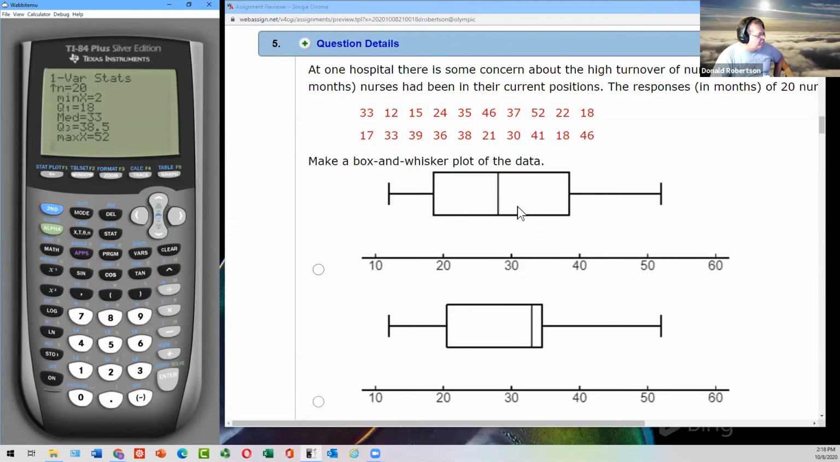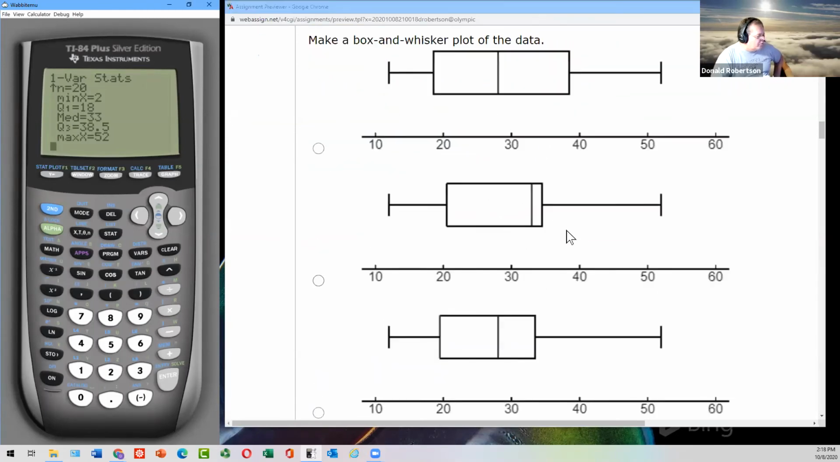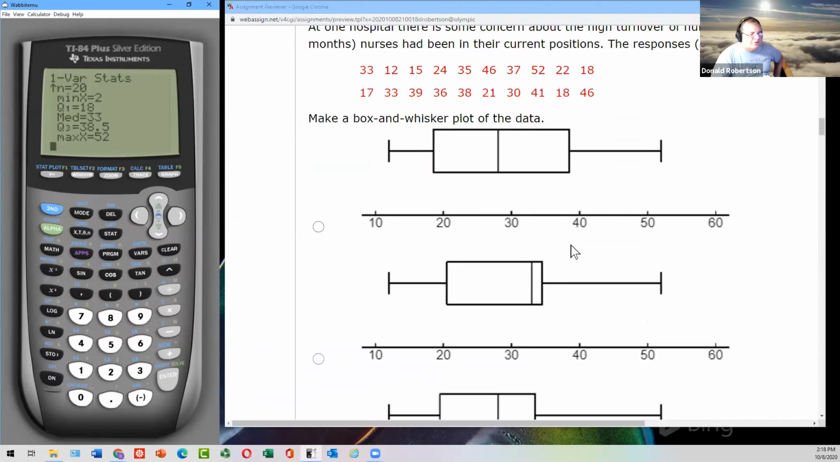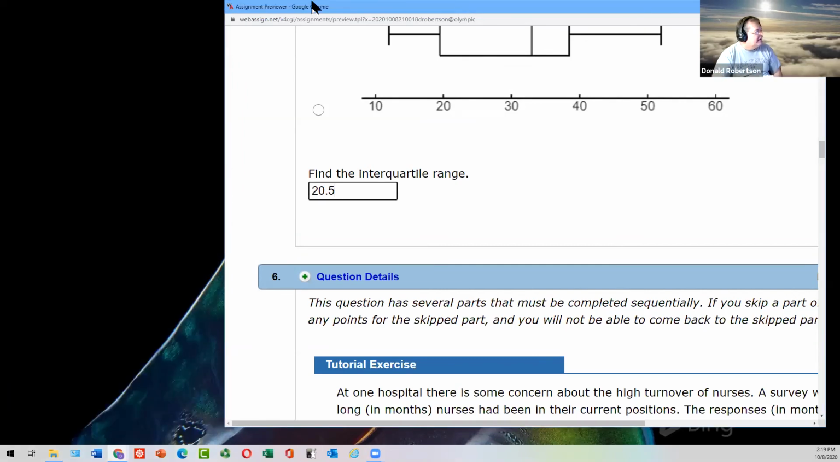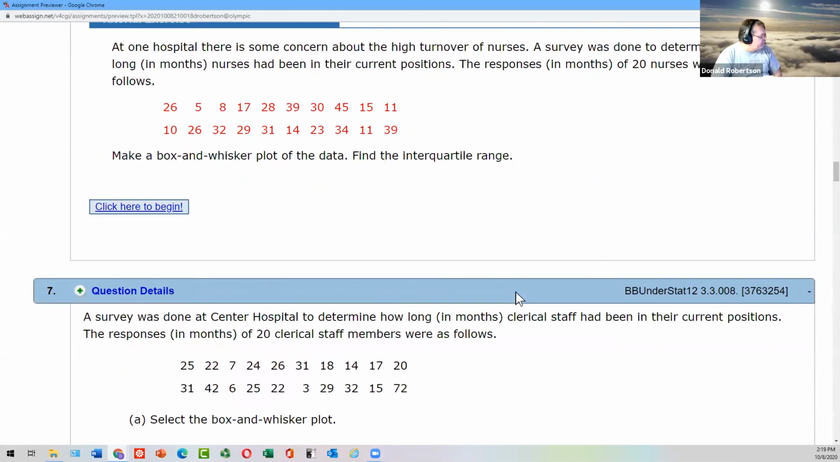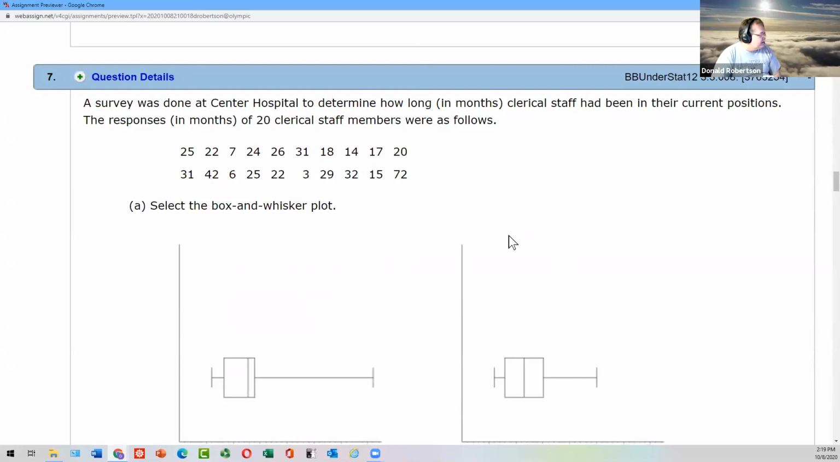Then I should be able to just look through this set of pictures and find whichever one matches that data set. And then to find the interquartile range, don't I just take 38.5 and subtract 18, which I believe is 20.5. Are we cool? So use the calculator to avoid having to do anything by hand, since doing it by hand takes forever in a day.